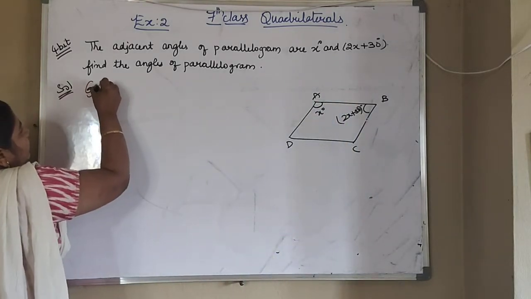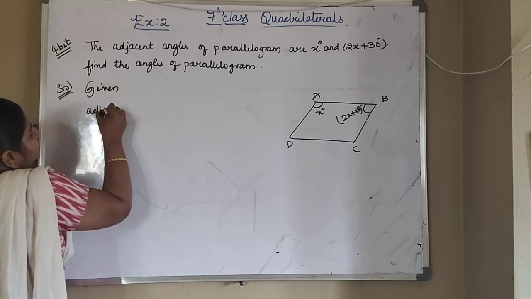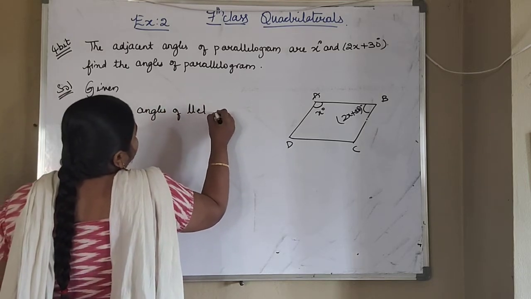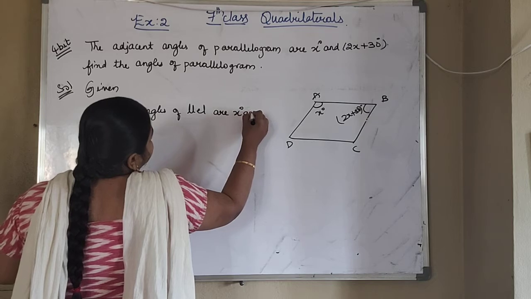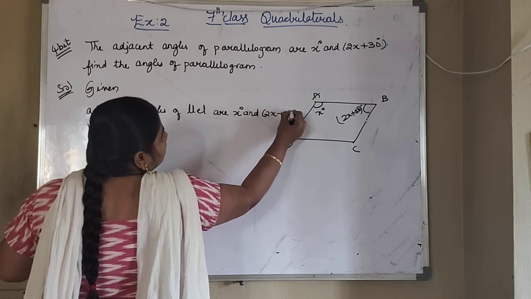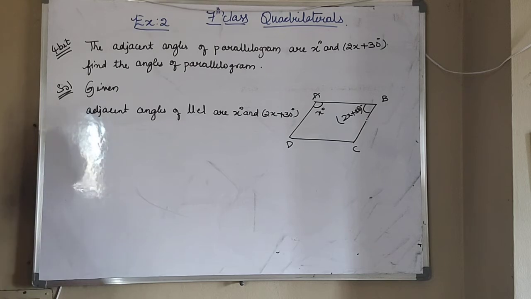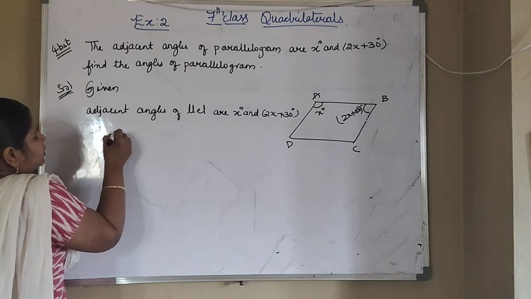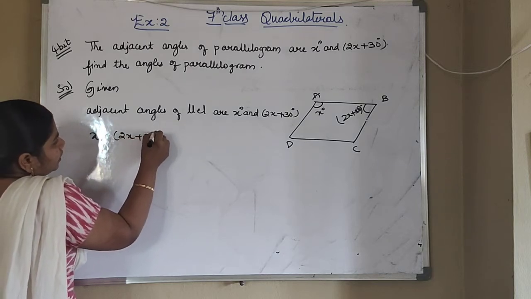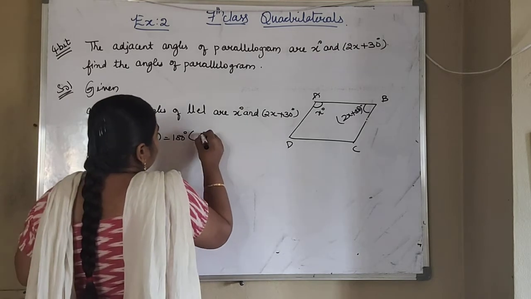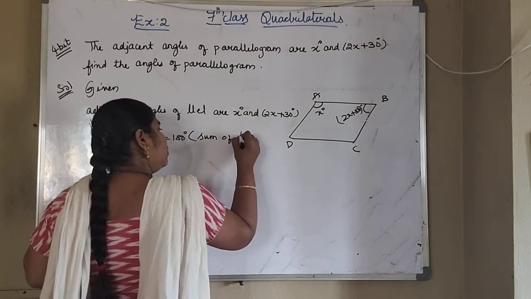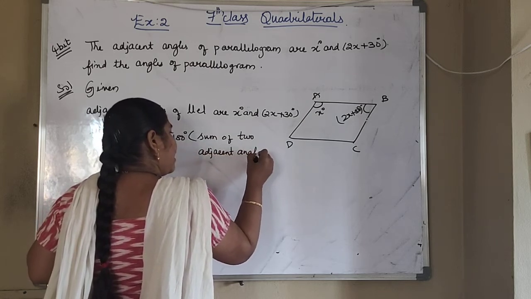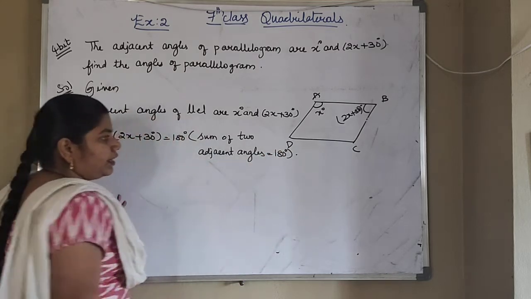So first you write the given here. Given adjacent angles of a parallelogram are x degrees and 2x plus 30 degrees. We know that the sum of two adjacent angles will be equal to 180. So add the two: x degrees plus 2x plus 30 degrees is equal to 180 degrees because the sum of two adjacent angles is equal to 180 degrees.